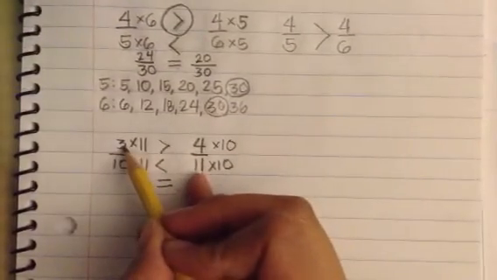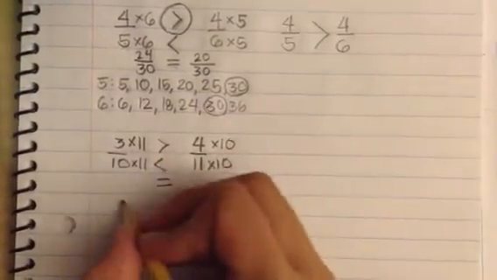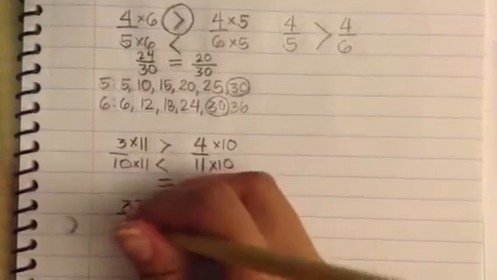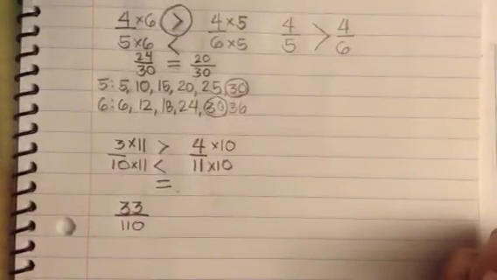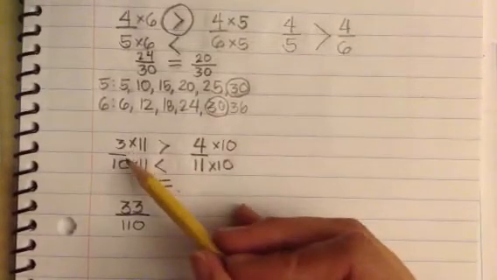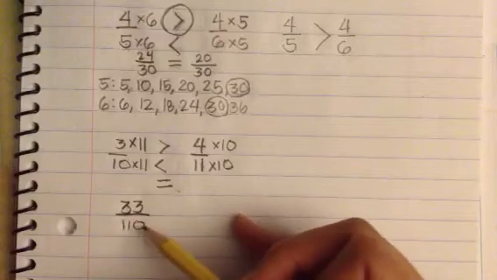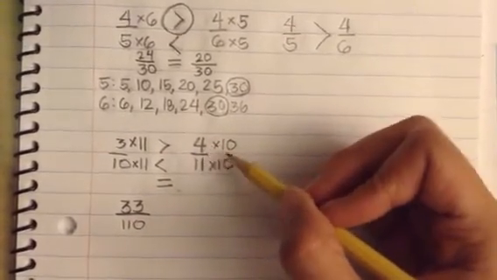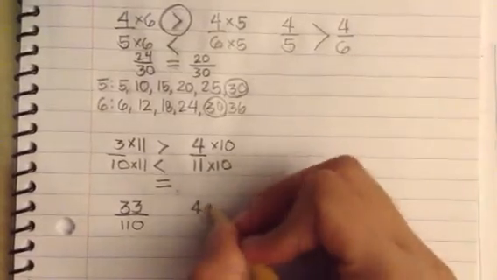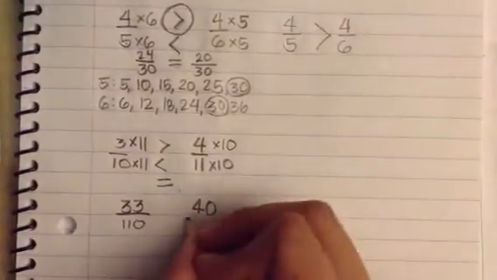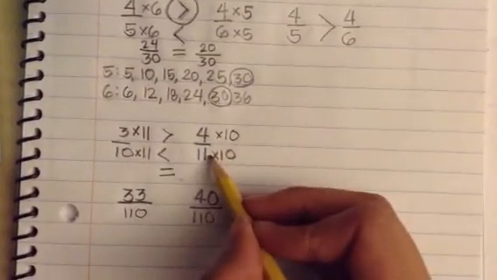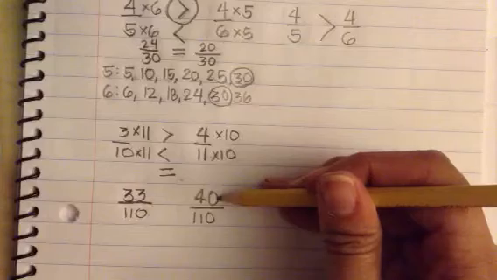So then now I have 3 times 11, which is 33, and 10 times 11, which is 110. Okay, so my 3/10 now became 33/110ths. I did the same thing to the other side. So 4 times 10 is 40, and 11 times 10 is 110. My 4/11ths turned into 40/110ths.